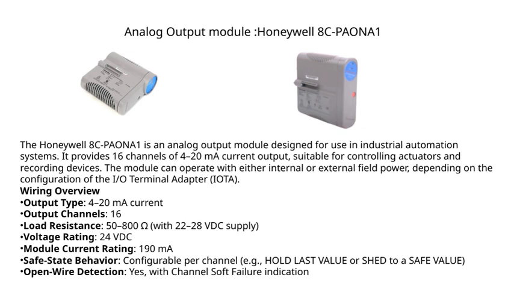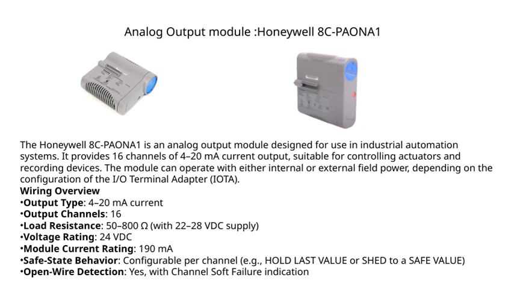The module is rated for a 24 volt DC power supply, aligning with common industrial standards. Its current rating is 190 milliamps, which is sufficient for most typical control applications. An important safety feature is its configurable safe state behavior, meaning you can set each channel to either hold the last value or shed to a safe value in case of a fault or loss of communication. This enhances the reliability and safety of your system.